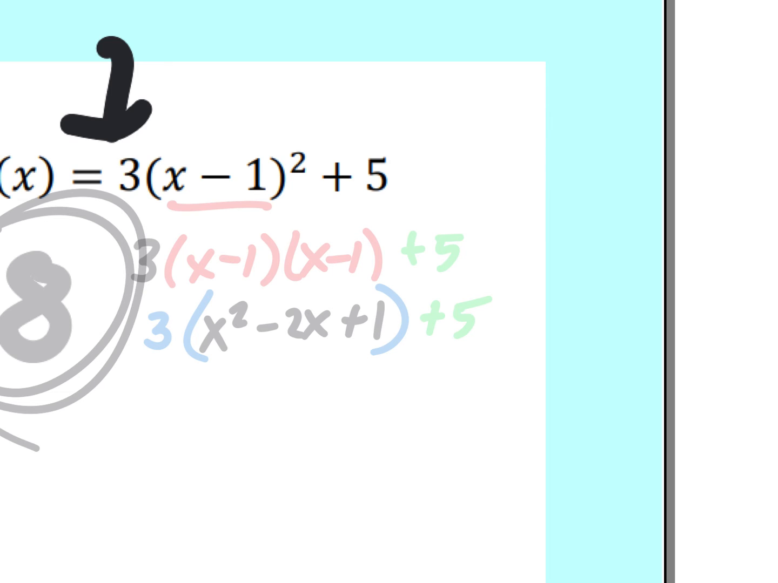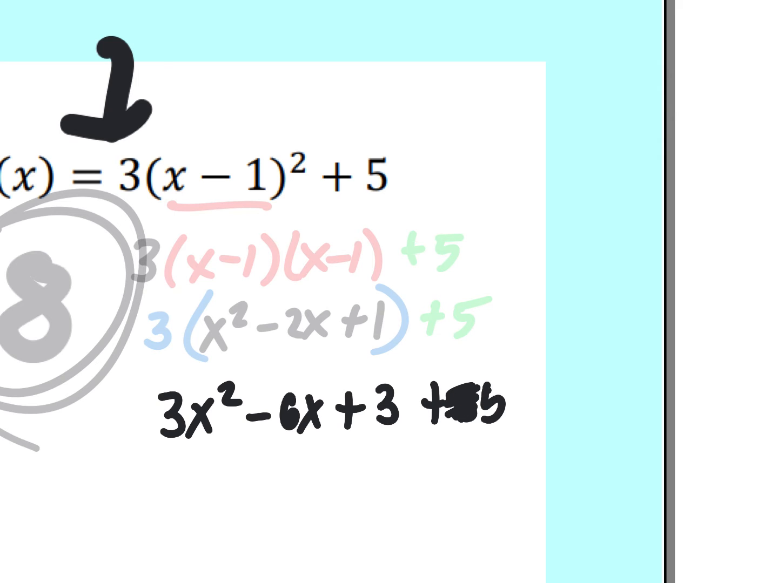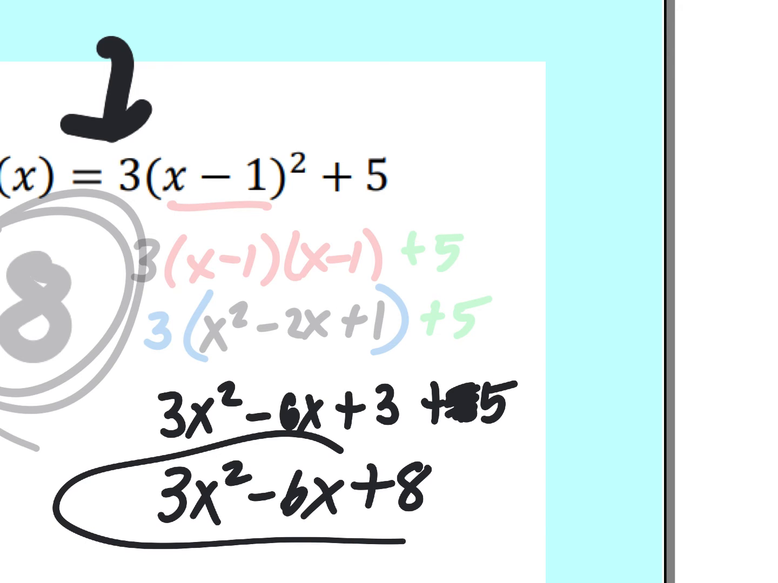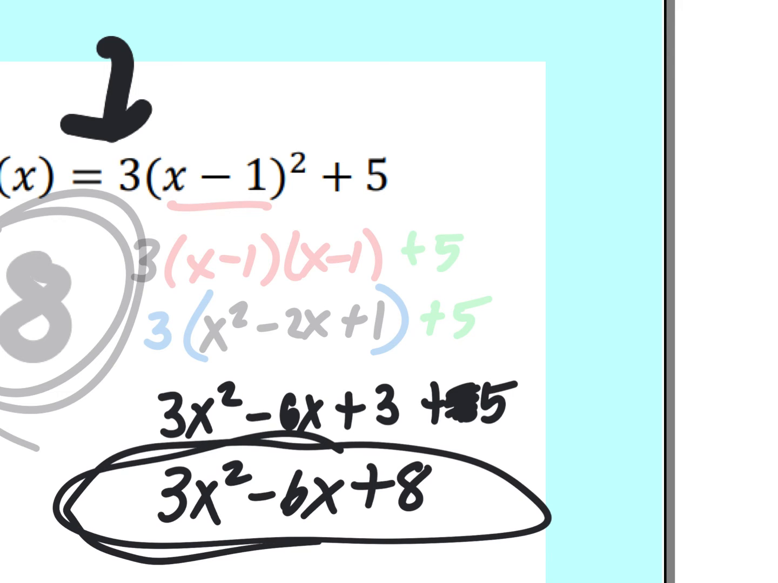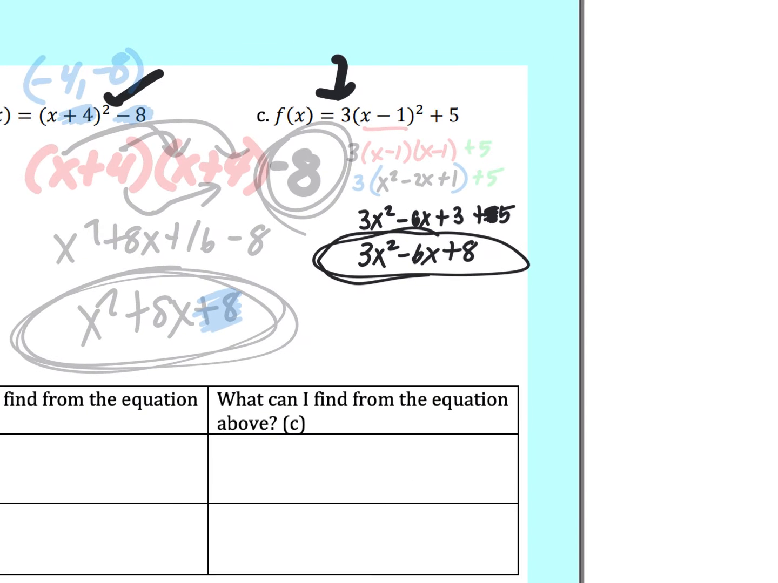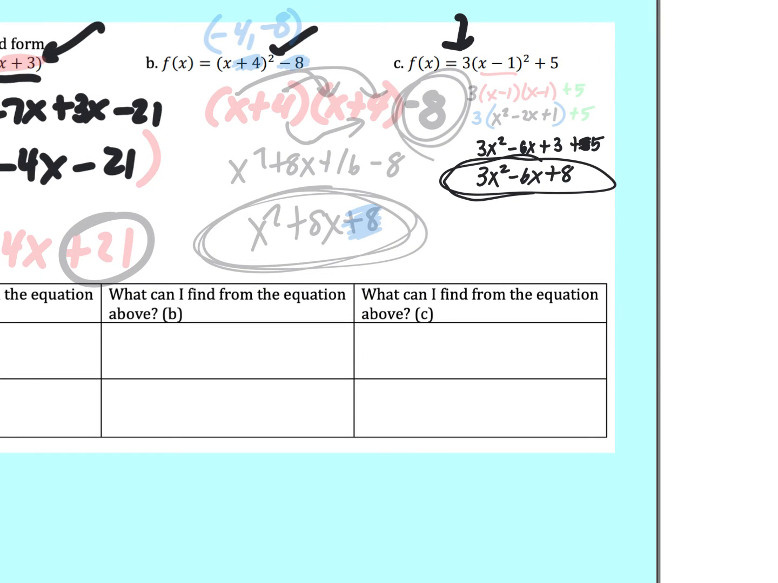Then you distribute the 3 to all of them, so it's 3x squared minus 6x plus 3. And then I add the 5. Final answer. Sorry, I did it in my head. Add 5. 3x squared minus 6x plus 8. Who got that one right? All right. If you just got all 3 of those right, you have a good chance to do well on this test. There's a few more things you have to know.